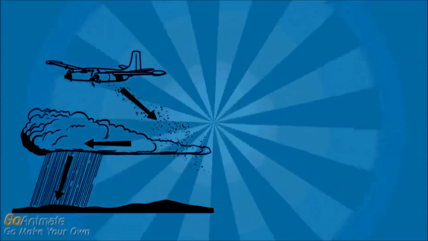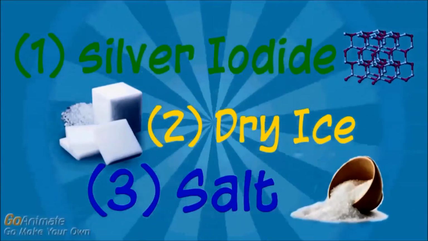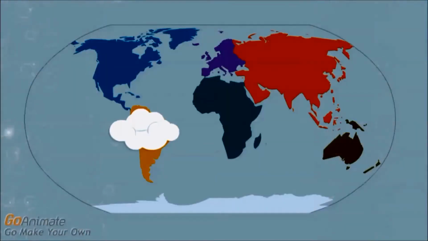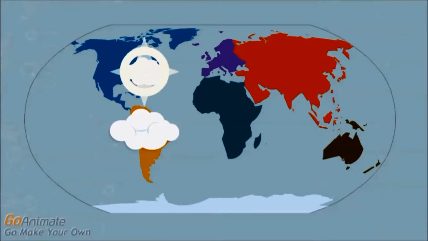By using planes or ground generators to spray seeds such as silver iodide, dry ice, and salt into the sky, we can make more clouds. And ever since it was invented during the 1960s, cloud seeding is now used in more than 70 countries in the world for turning weather into our favor.